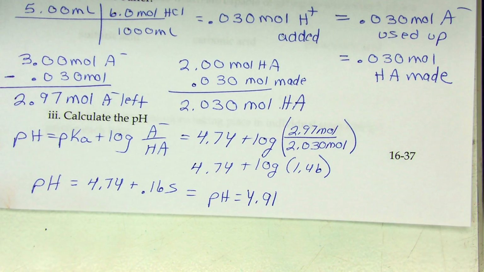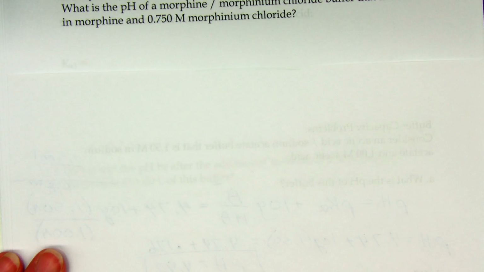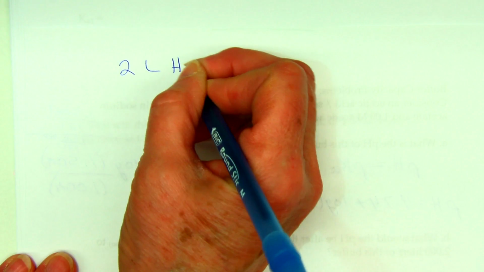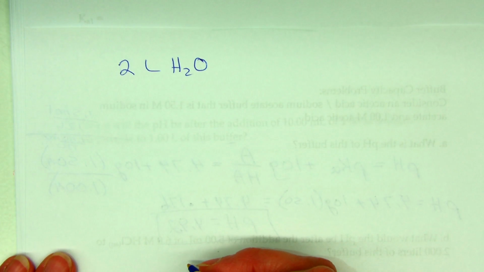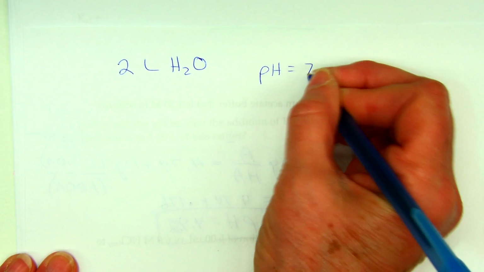Now, just for kicks, let's compare this to water, okay? We're going to compare this to water. What if I had dumped that same acid into water? Okay, I have 2 liters of water. What's the pH of 2 liters of water? 7, right? pH is 7.